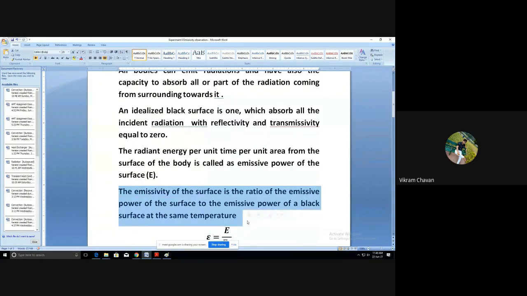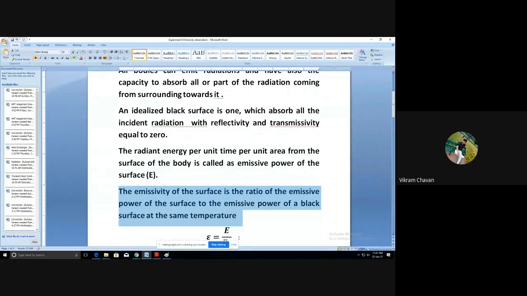The meaning of the sentence is the basis for the performance of the experiment. What is the emissivity? Emissivity is the ratio of the emissive power of the surface. So a general surface we are going to consider, and the emissive power of that general surface. How to determine that emissive power of the general surface is also important.